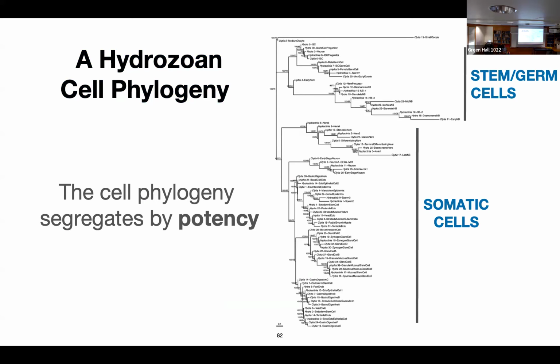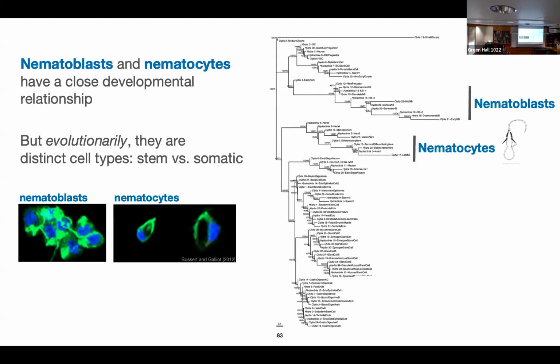Stem cells and germ cells formed a single highly supported clade, whereas all the differentiated somatic cell types formed a different clade. So germ cells aren't stem cells, but actually they're the most potent cell type in the body because they can give rise to every cell in an organism. This is true even for certain somatic lineages that descend from specific stem cell types.